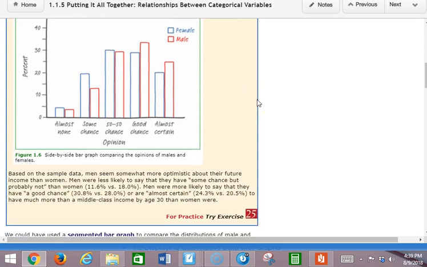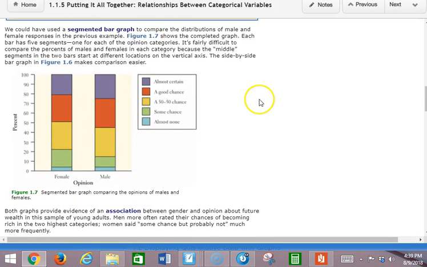Now, another way we could display that same data is in what's called a segmented bar chart, where the bars go with the explanatory variable. Here the explanatory variable is female and male. Whether it was female or male explains the differences between their choices. Each section of the bar represents the percent of the data in each choice, and here's the scale with the choices. So we're going to use a segmented bar graph.